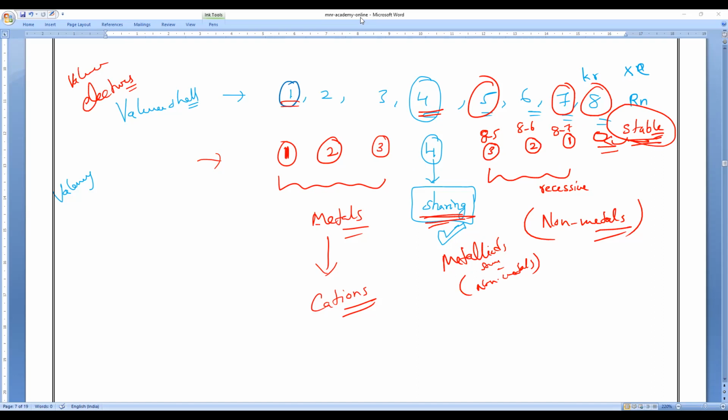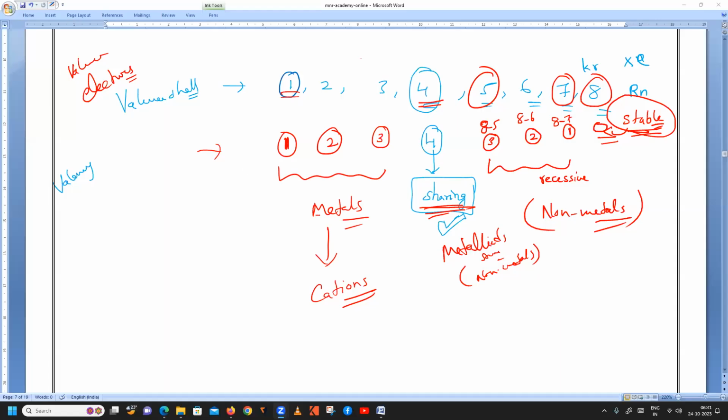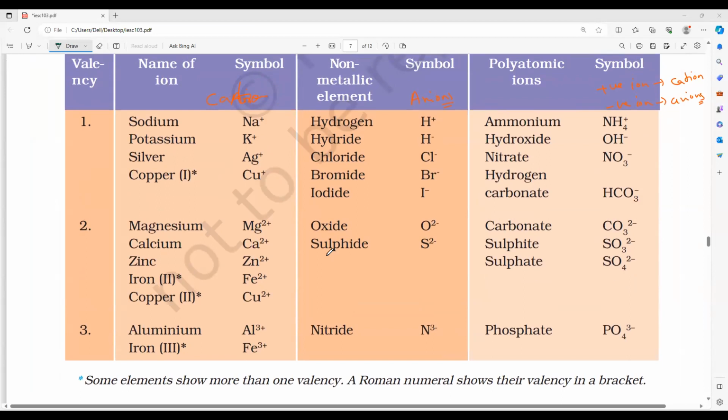Anybody having any doubt, you can ask me. Are you clear, everybody? Now, in our book, the tabular column they have given, all of you observe. Can you see my screen now? Note it, everyone: valency of ions. That is the charge present.